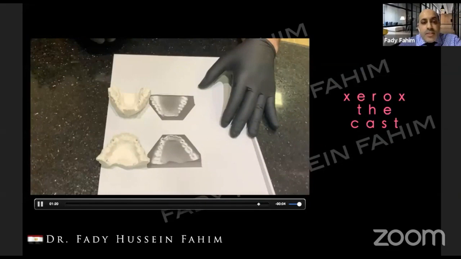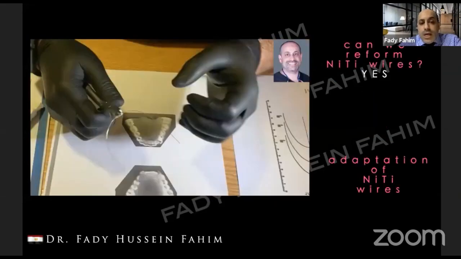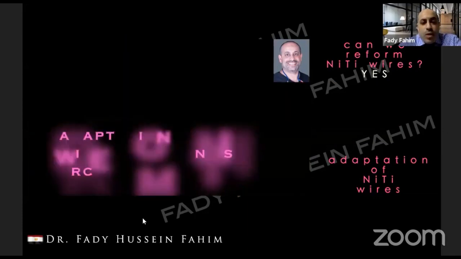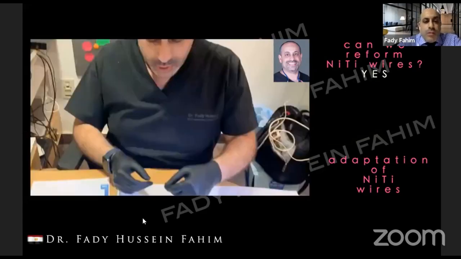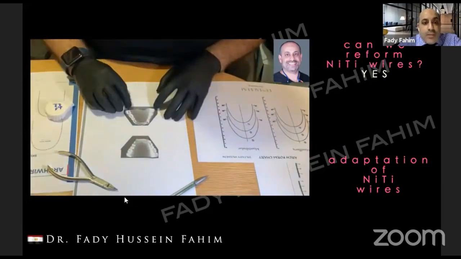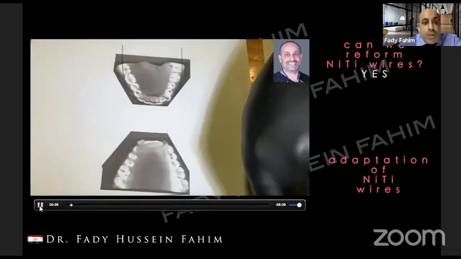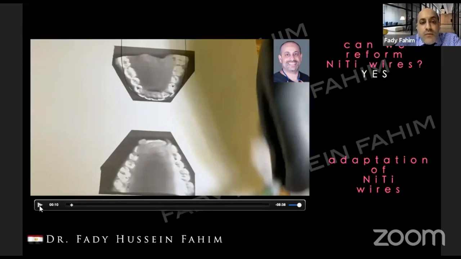Then you take these Xeroxed models and go for the wires. Pick the nickel titanium wires. First, check the adaptation of the nickel titanium wires you have, and this is very, very important. You can see here, this is the on-shelf nickel titanium wire, which I grabbed ready from the packet. I didn't customize any, because we all know that we cannot customize nickel titanium wires, right?